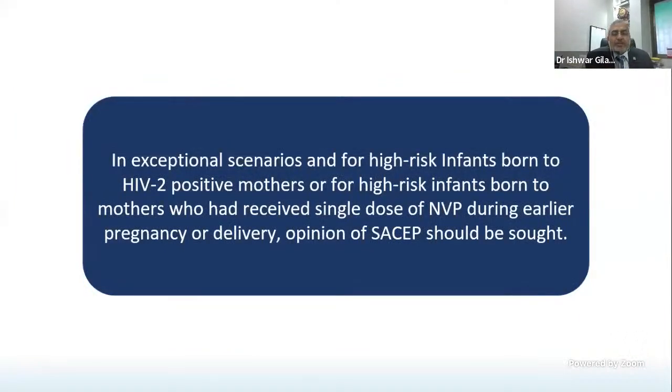So in exceptional scenarios, for a high-risk infant born to an HIV-2 positive mother, or for a high-risk infant born to mothers who had received single dose nevirapine during an earlier pregnancy or delivery, the opinion of SACIP should be sought. And I can opine here that we have hardly seen any baby with HIV-2 transmitted from mother to child. So mother to child transmission of HIV-2 is extremely rare. Next slide.